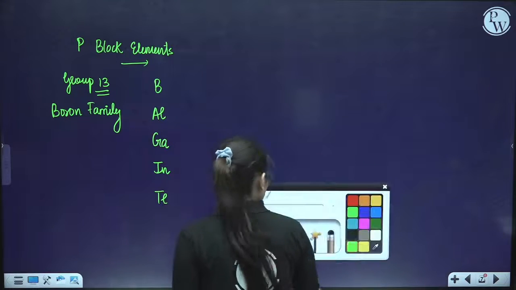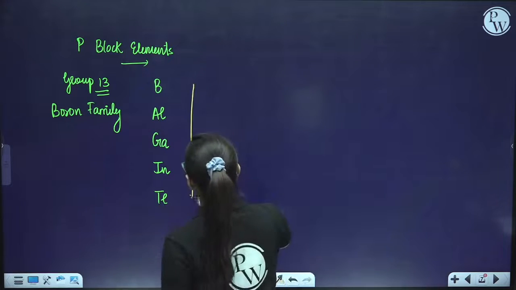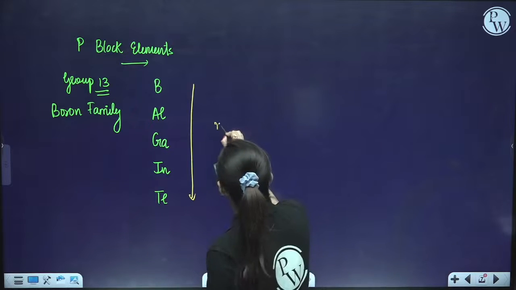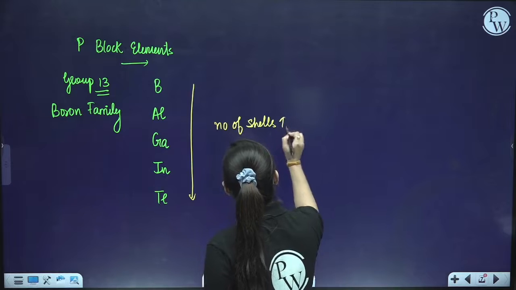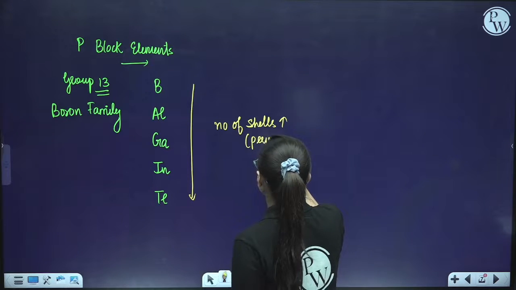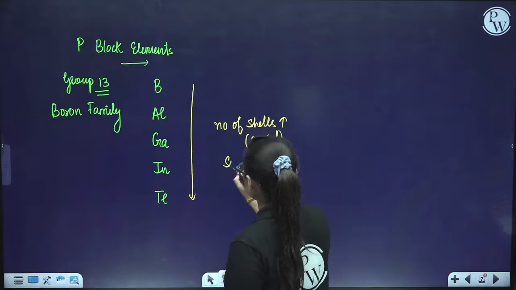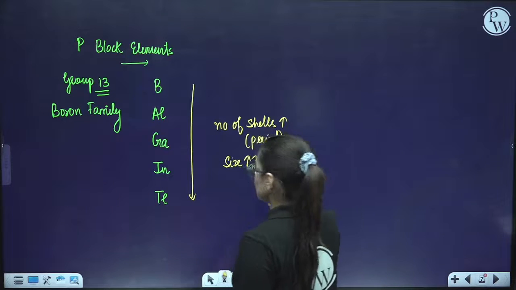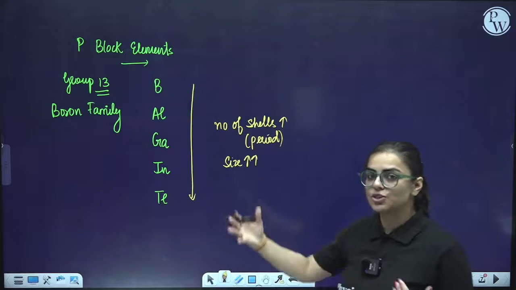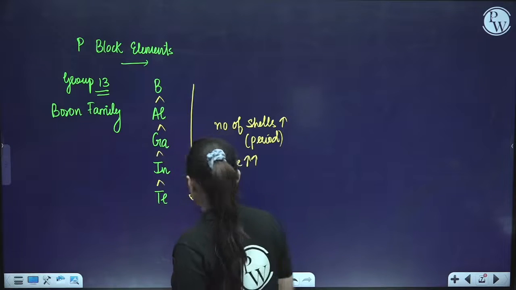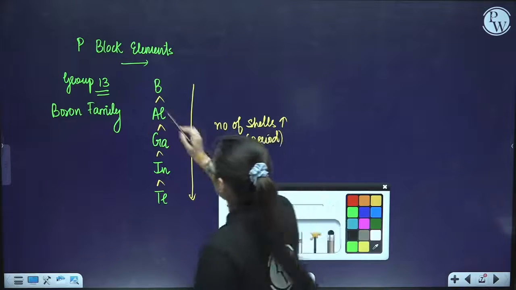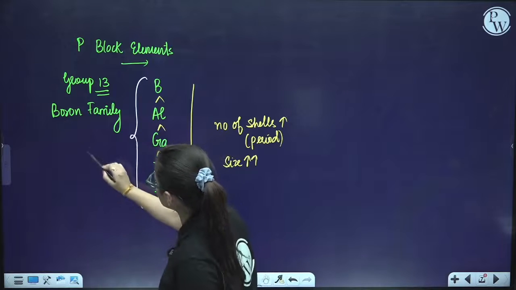Now see, as per the order, we should move from top to bottom, so the number of shells increases. That means the period increases. Number of shells in other terms is period. If the period increases, size will also increase because the distance from the center to the outermost electron increases. So the order should be like this. But students, it is incorrect.